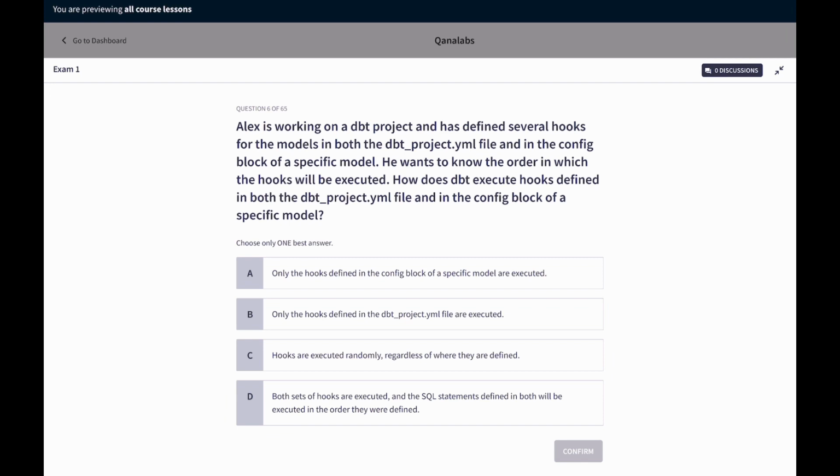First, it's going to execute the hooks defined in your DBT project.yaml file, and then it moves on to the one in your config block of your specific model. So DBT executes those hooks in the order in which you define them, based on the order of precedence of those configurations essentially. So the correct answer is D. Both sets of hooks are executed and the SQL statements defined in both will be executed in the order they were defined.